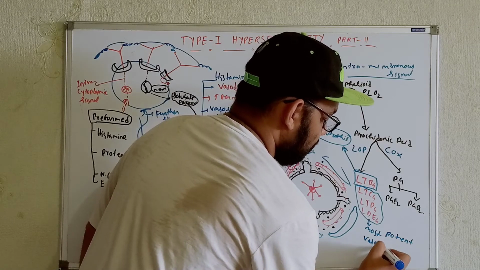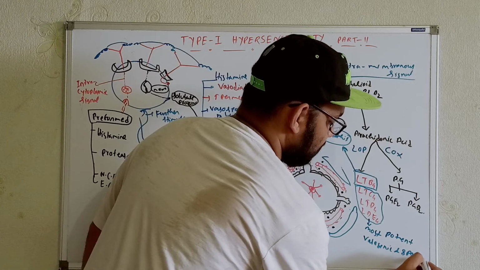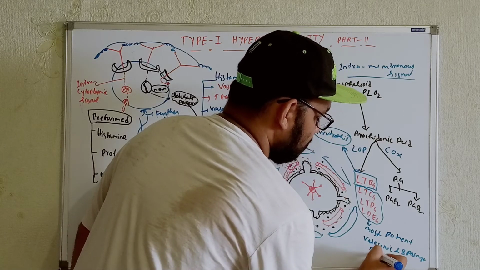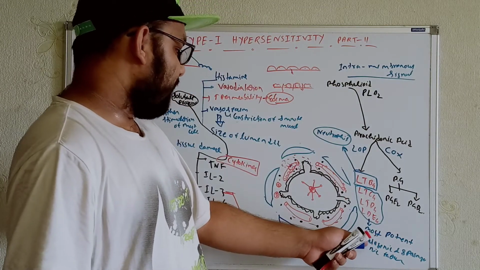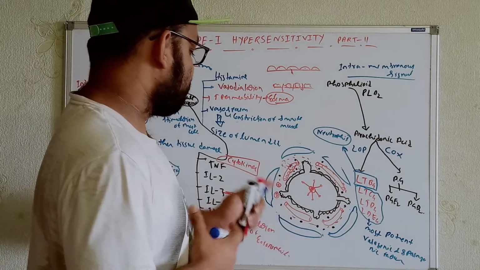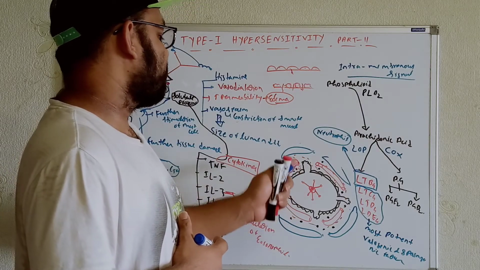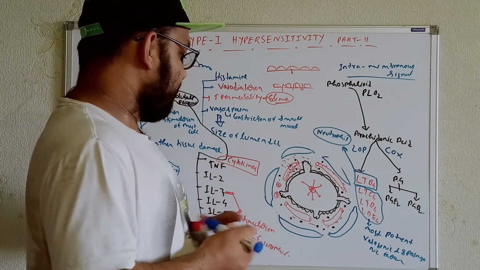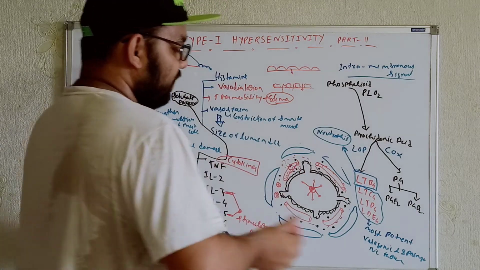vasogenic and spasmogenic factors. So they will cause further dilations and spasm, that means constriction of the smooth muscles. As a result, we see this type of problem within these figures. That means the lumen will ultimately be very narrow.